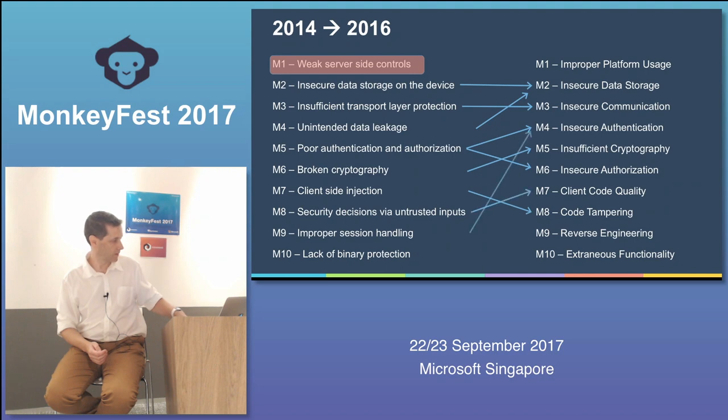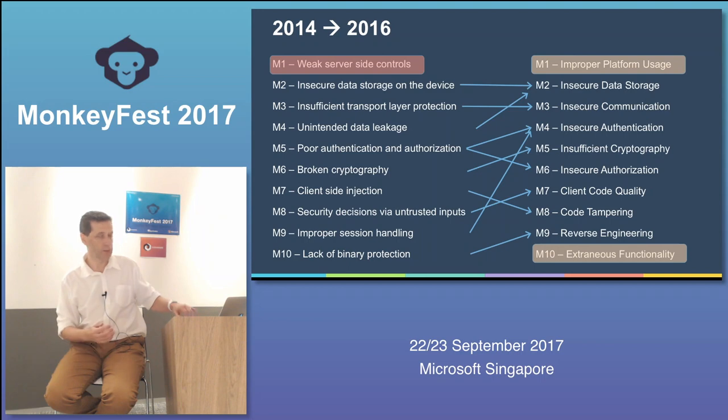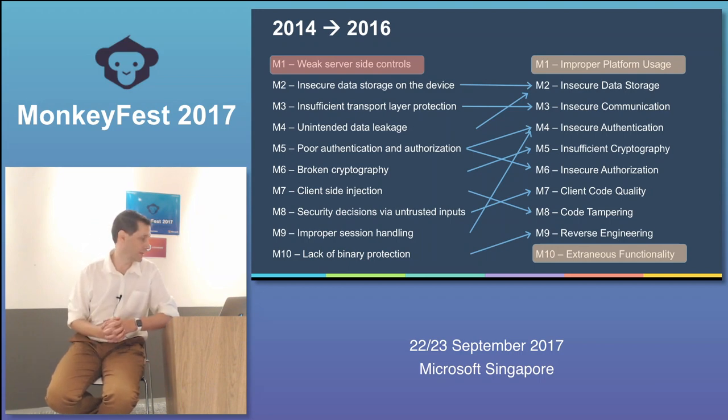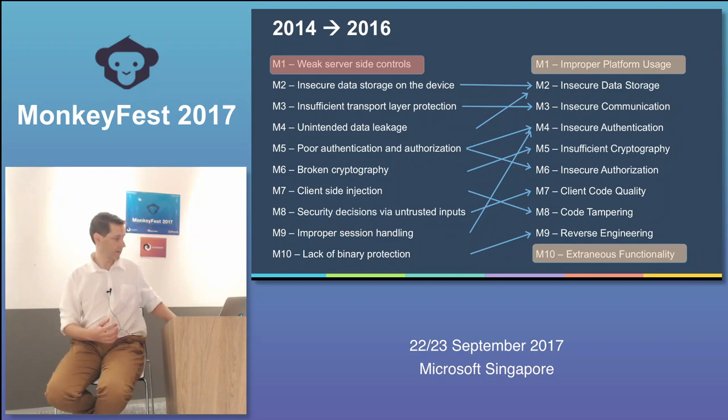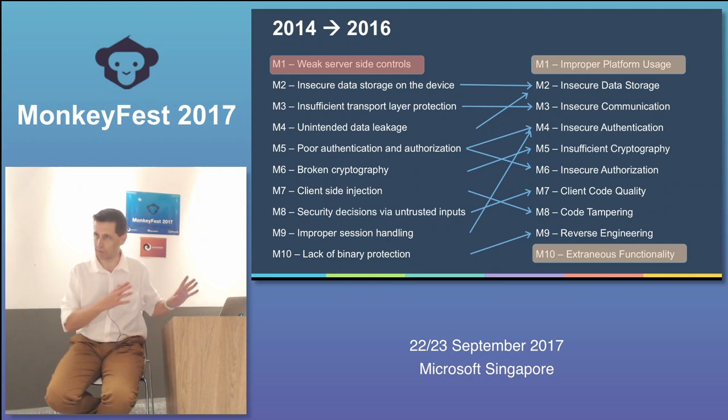Most of the others came across, but the other thing to highlight is we had two brand new ones in 2016. That's improper platform usage and extraneous functionality. I'll go into what each of these specifically means in a moment.